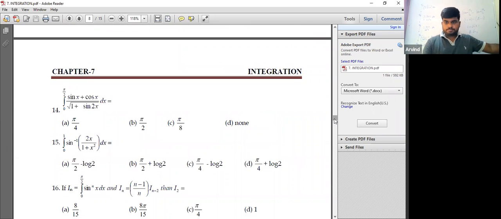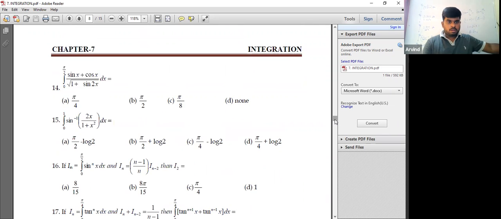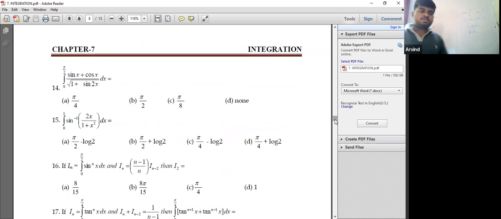Let's go to the next one. 0 to pi by 2, sin x plus cos x divided by root of 1 plus sin 2x. This is very, very easy. It seems very lengthy, but it's easy.